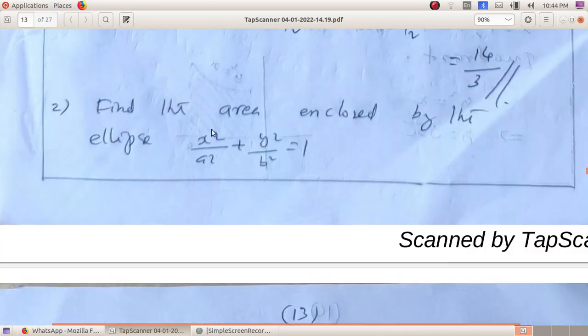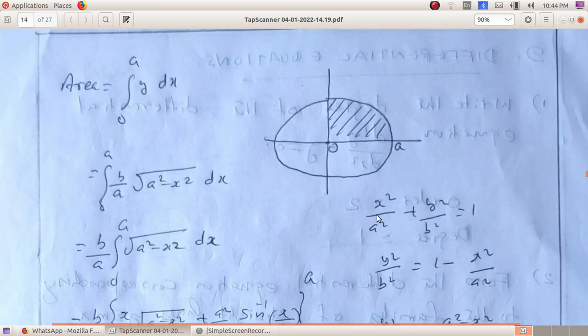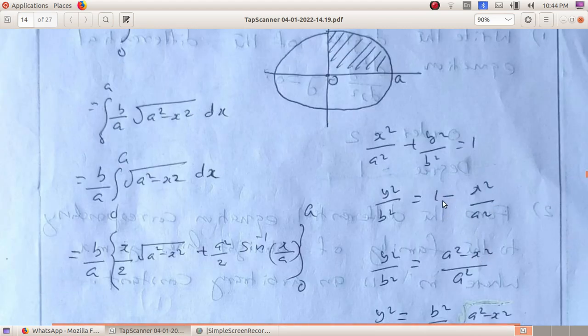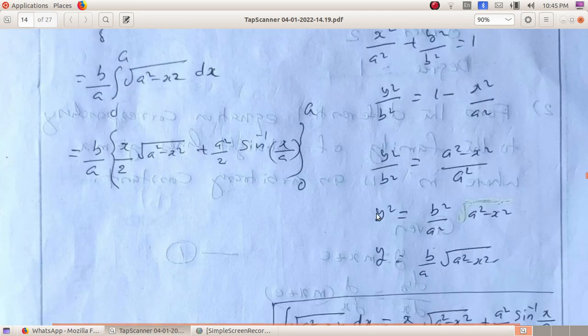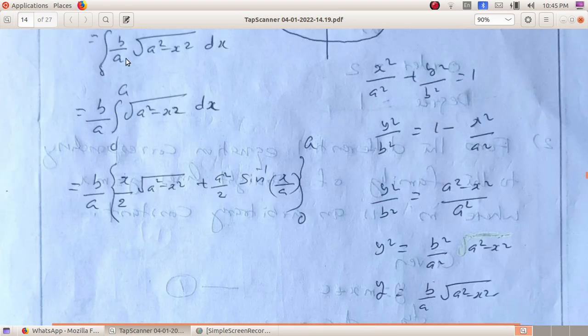What is y here? We can calculate y. We know that the equation of the ellipse is x square by a square plus y square by b square equal to 1. And what is y square by b square? This can be moved to the other side. Then after cross multiplication, a square minus x square by a square. Then y square is equal to b square by a square into a square minus x square. Then y is b by a into root of a square minus x square. That y is applied here: b by a into root of a square minus x square dx. This b by a is taken outside, 0 to a, root of a square minus x square dx.